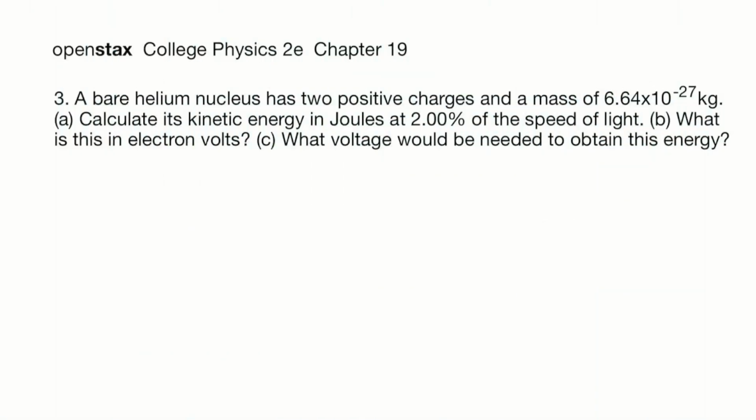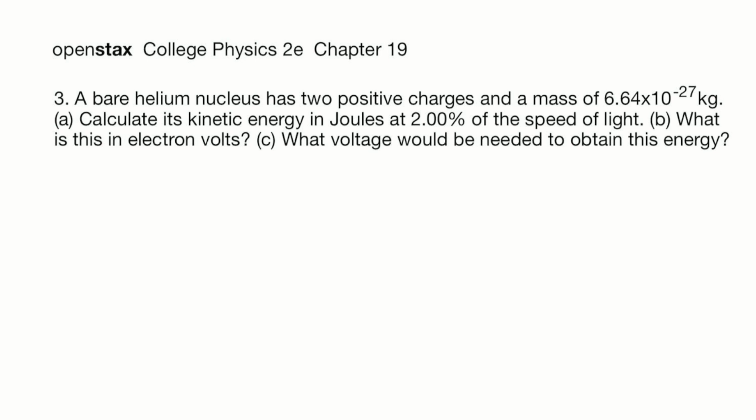Okay, so we have a bare helium nucleus. It has two positive charges. We know its mass. We need to calculate its kinetic energy in joules if it's moving at 2% of the speed of light. We need to convert that to electron volts, and then we need to figure out what potential or what voltage potential difference would be needed to obtain that energy.